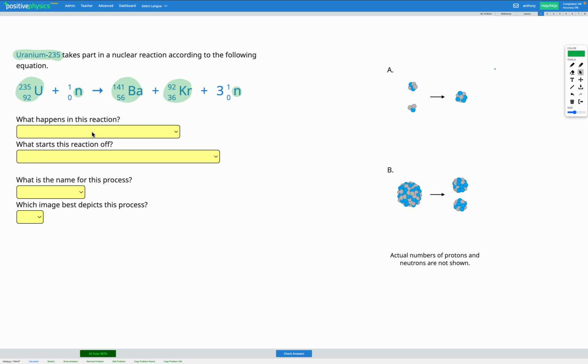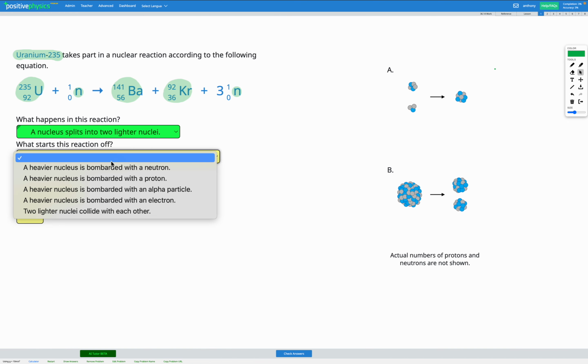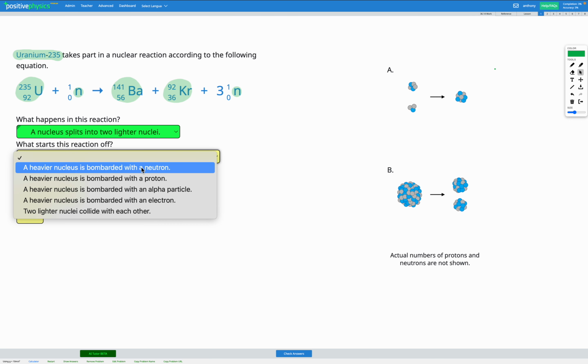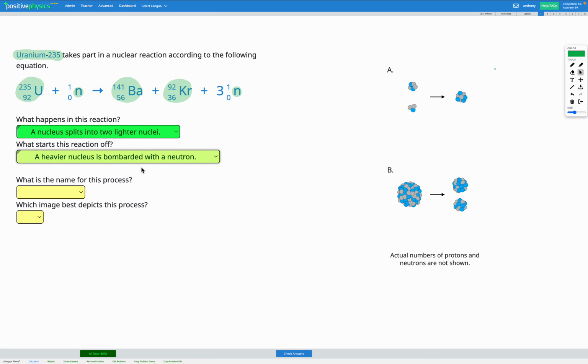What happens in this reaction? Well, we have a heavy nucleus, that's this uranium, split into 2 lighter nuclei, barium and krypton. What starts this reaction off? Well, we definitely start with a heavy nucleus and it's bombarded by a neutron. So that'll be our first answer there.